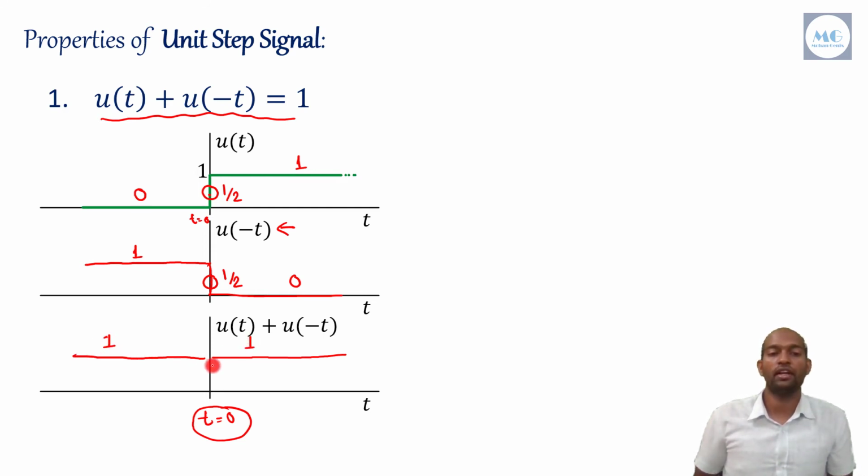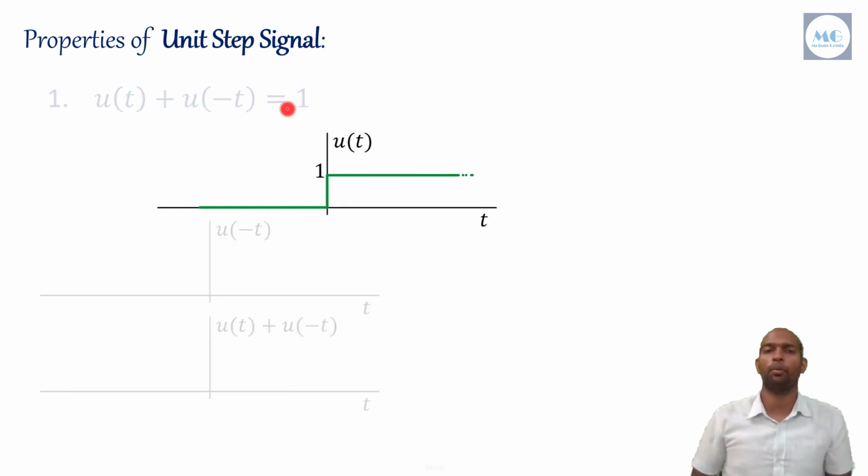And what is the value at point t is equal to 0? For u of t it is 1 by 2, and for u of minus t also it is 1 by 2. 1 by 2 plus 1 by 2 becomes 1. That's why it will become a flat line at 1. That's why u of t plus u of minus t is equal to 1. This was our, or this is our first property. Now let's move into the second property.